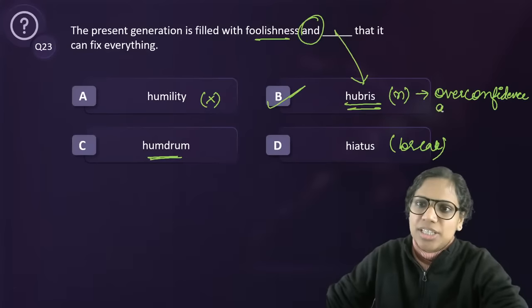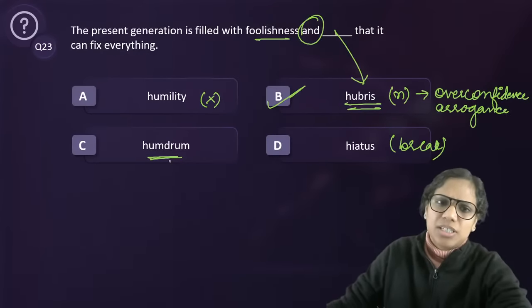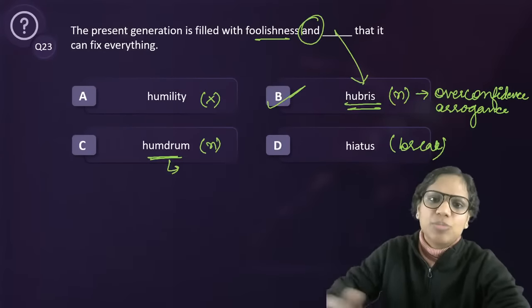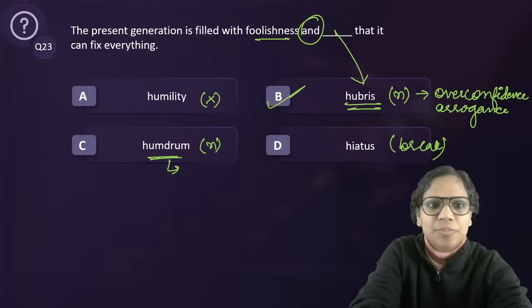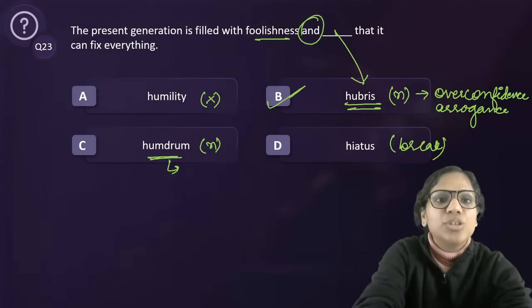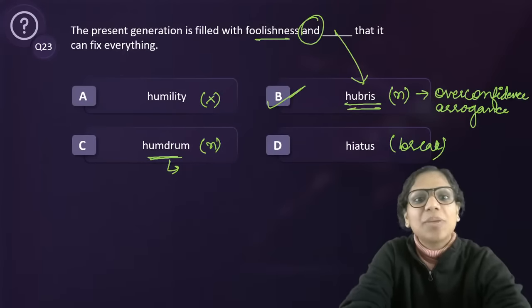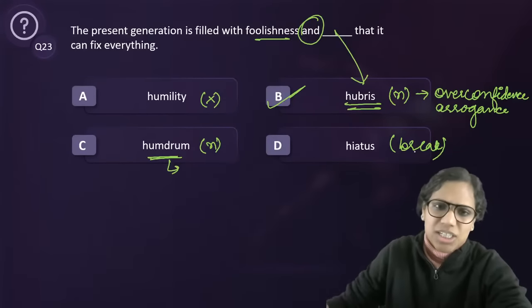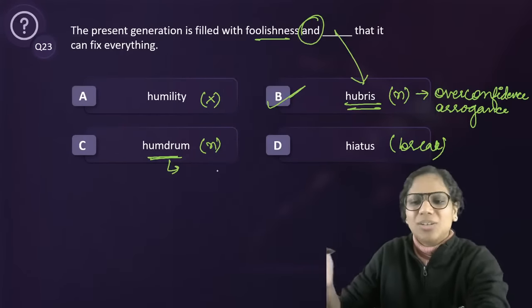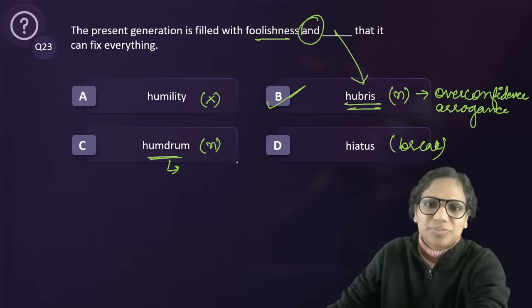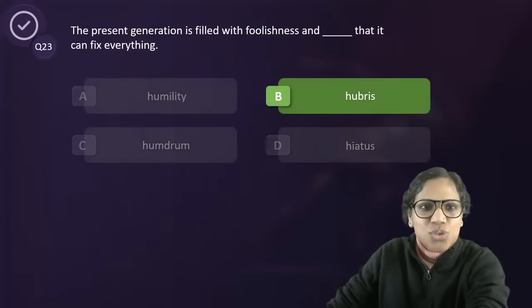Arrogance, pride, that is hubris. Humdrum activities, the mundane activities, the humdrum of life. It can be used as a noun also and an adjective also. If I say the humdrum of life, I am saying the monotony of life. If I say the humdrum activities of the life, then I'm using it as an adjective. That's the only difference. Meaning, boredom, mundane, something that's very routine. Okay, so that was hubris.